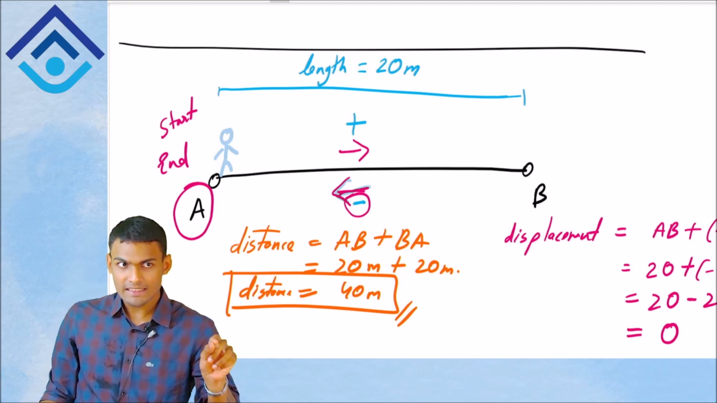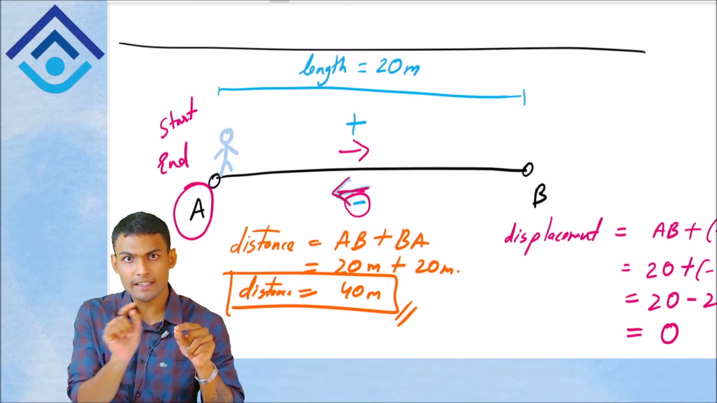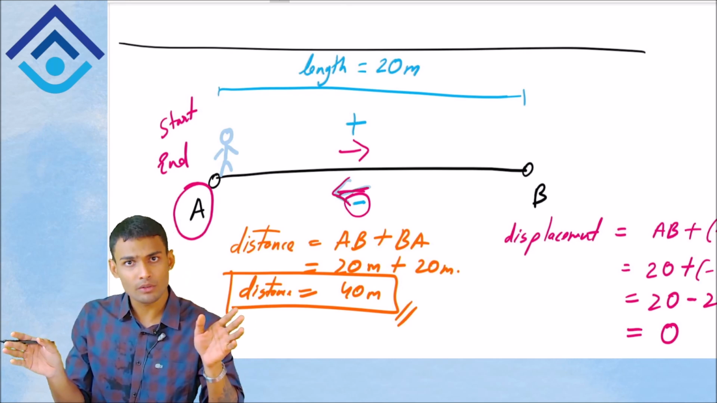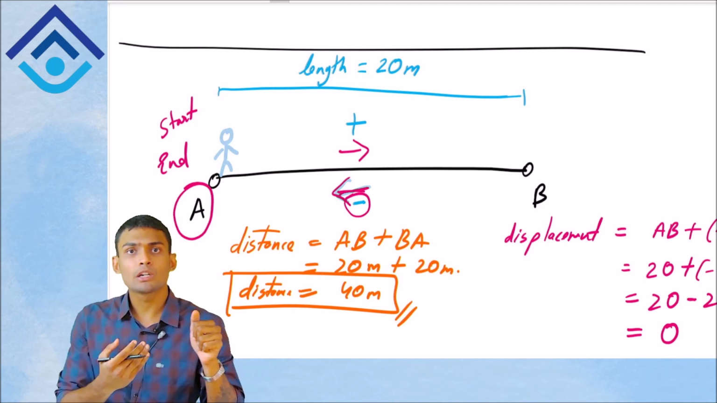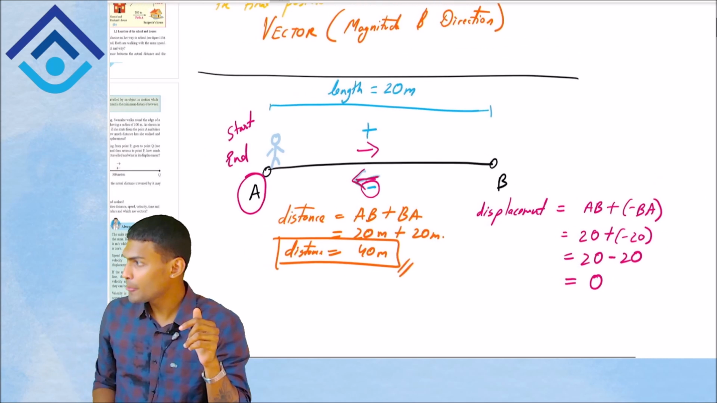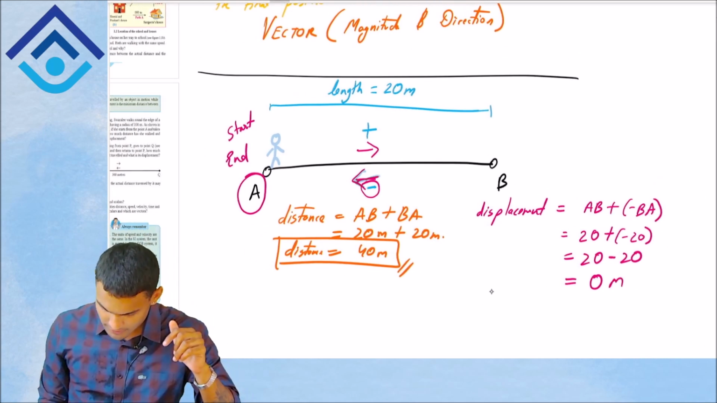Okay, but when I say displacement, the word displacement itself means how much you have moved from your original position. The displacement is 0 right over there. Forward 20, backward 20, again to its original position. Is this part clear? I hope this part is clear. Okay, so 0 meter is the displacement right over here.